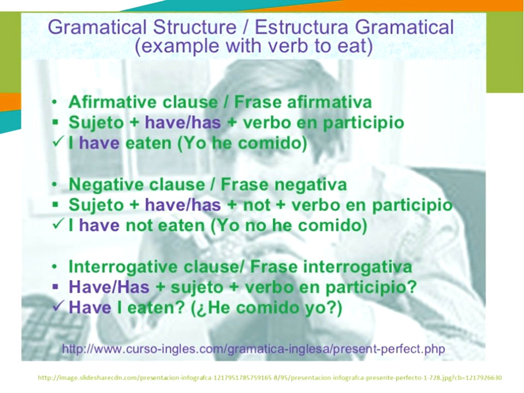You have a sentence: subject, have, has, and verb in past participle. I have eaten. What happens when it's negative? You have the subject, have, has, and not. I have not eaten. An interrogative clause: have, the subject, the verb in past participle. Have I eaten? Okay.